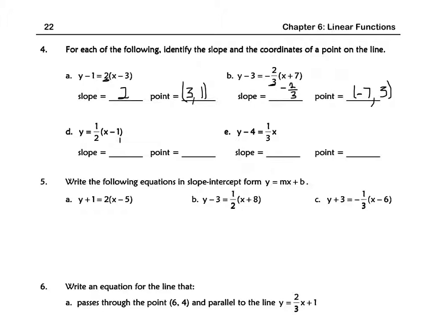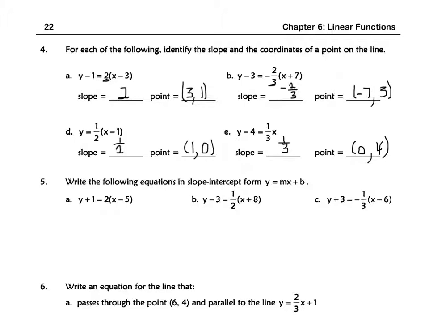The slope of the next one is the half, and 1 would be the x coordinate, but there's nothing added or subtracted to the y, so that would have to mean that the y coordinate was 0. And the slope for this one would be the number in front of the x, and for the coordinates, there's nothing added or subtracted to x, so that means 0 must have been the x coordinate, and 4 would have been the y coordinate.